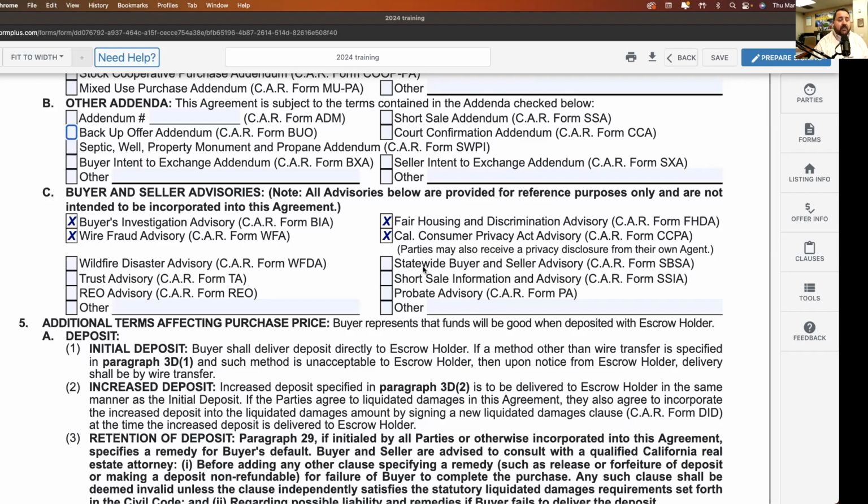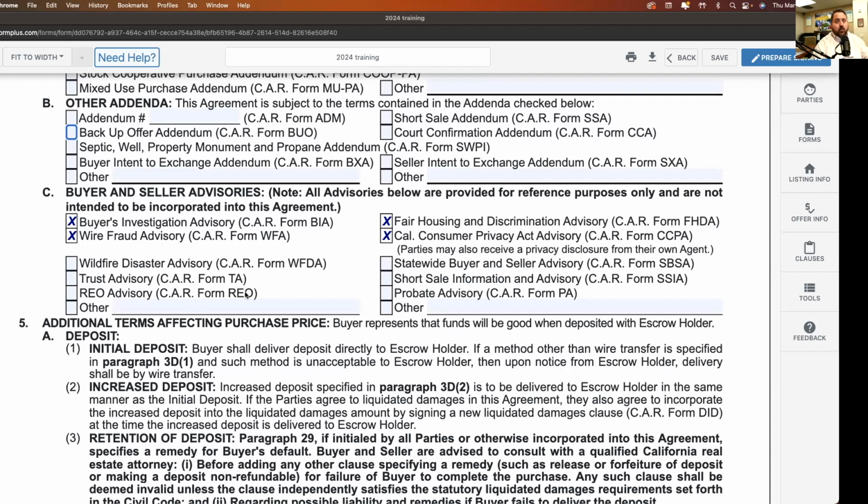The statewide buyer and seller advisory needs to be included in your transaction. If you don't want to send it with your offer, that's okay because it's 12 pages. So you've got 16 pages of contract and 8 pages of other addenda that are going with this, plus the statewide buyer and seller advisory. It's a lot to send with your offer. So it's okay if it's not checked off, but it does need to be included with your transaction.